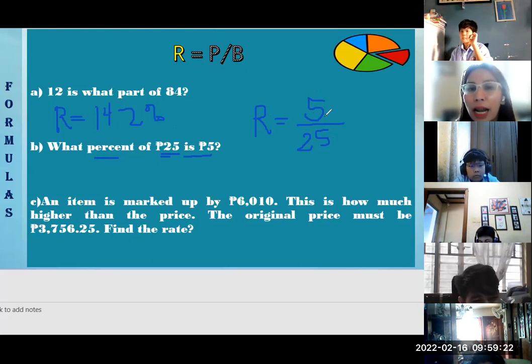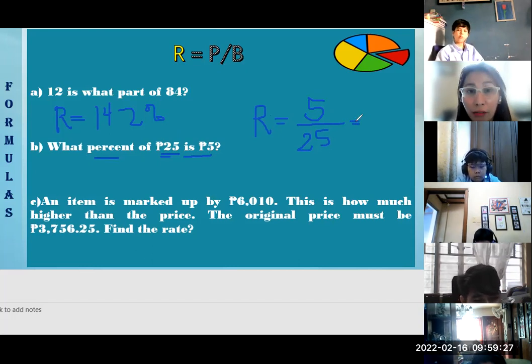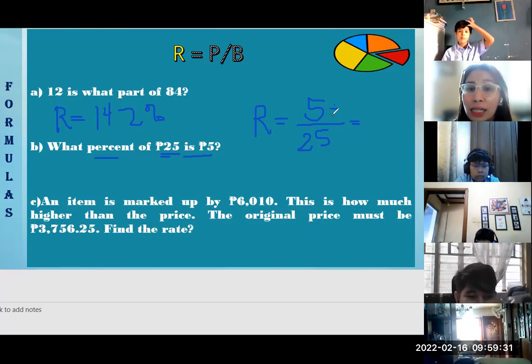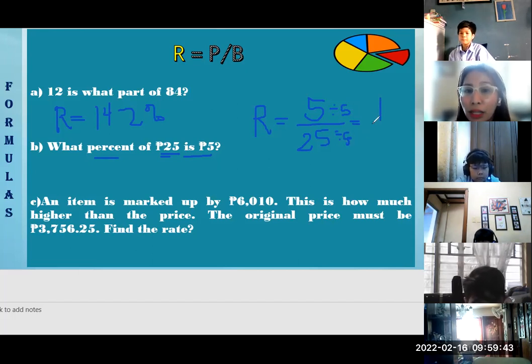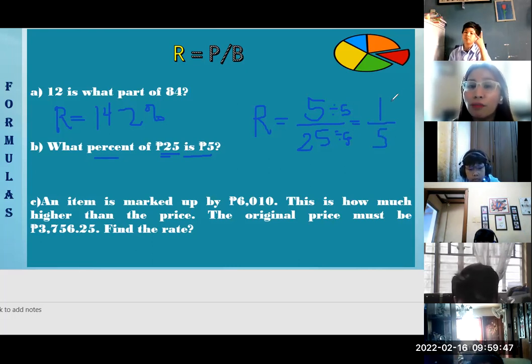Okay, so divide na natin. Kung gusto nyo, simplify muna natin para lumiit yung number na dinidivide nyo. They can be both divided by the GCF 5. 5 divided by 5, 1. And then 25, we divided by the same number. Hindi pwedeng umiba yung number kapag nagpapaliit kayo or nagsisimplify ng number. 25 divided by 5, it's 5.